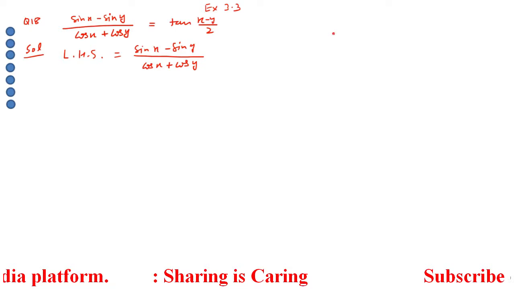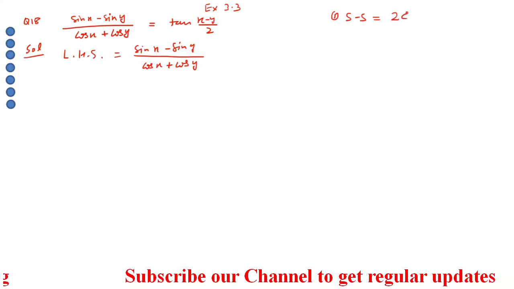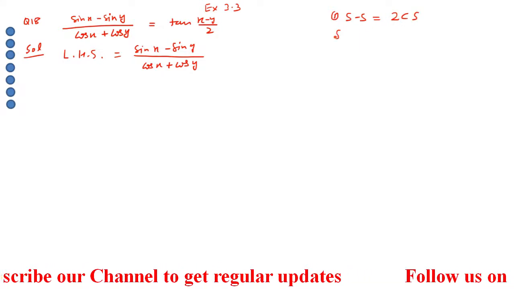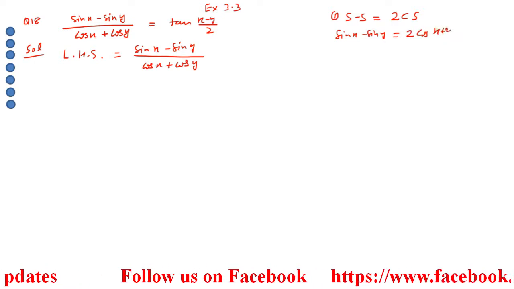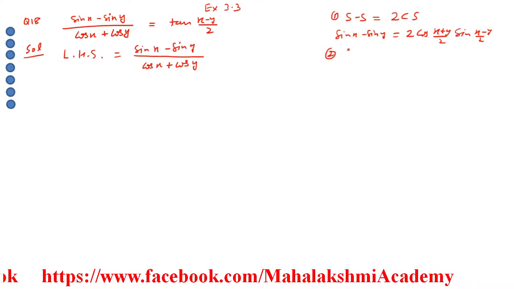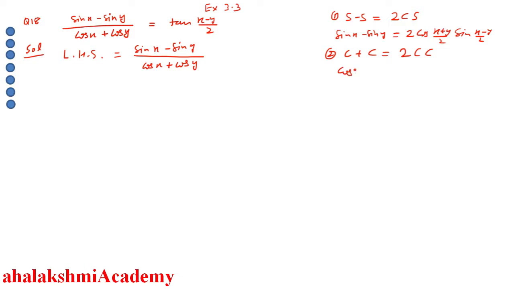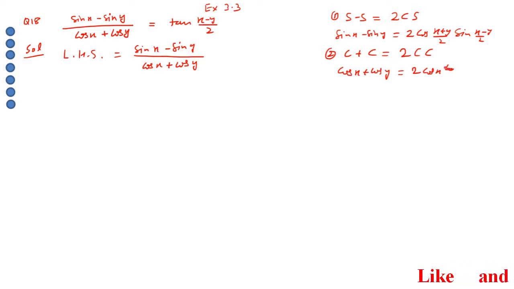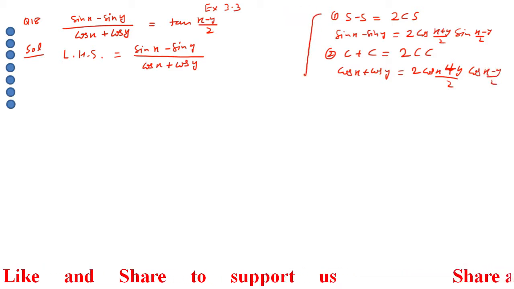We will start. So in this we need two formulas. The first formula is s minus s, that is 2cs. The meaning of this formula is sin x minus sin y is equal to 2 cos sum of angles divided by 2, then sine difference of angles divided by 2. The second formula which we need is c plus c, that is 2cc. So the formula is cos x plus cos y is equal to 2 cos x plus y divided by 2, and then cos x minus y divided by 2. So we are going to use both the formulas here.